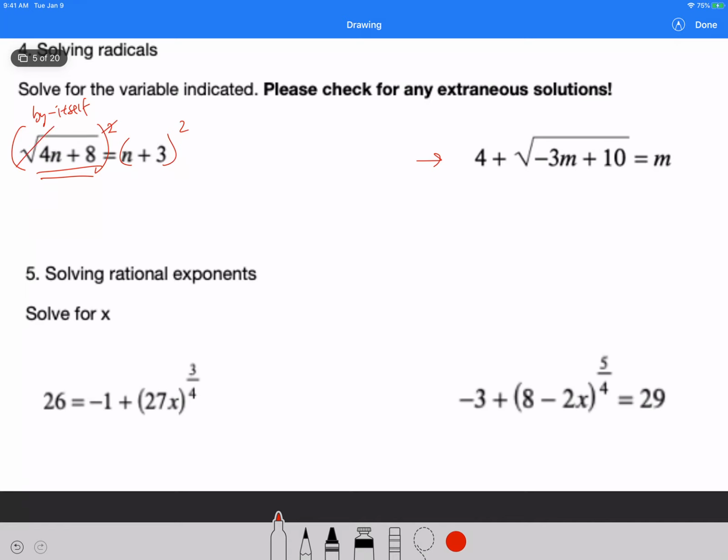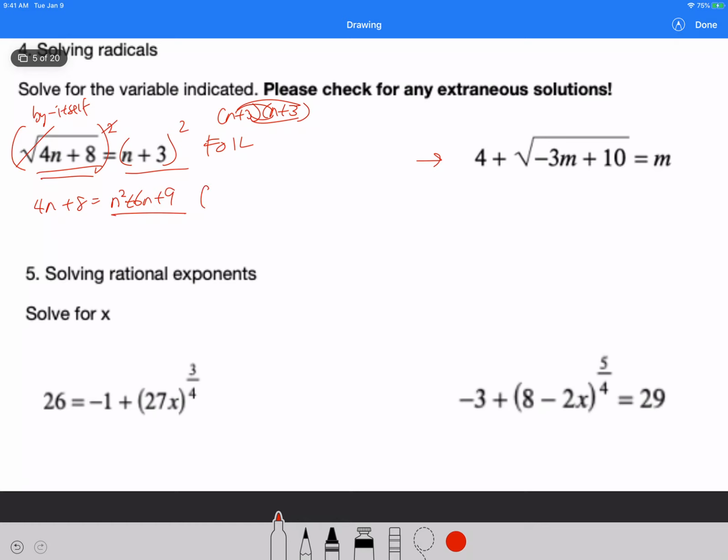Square root and square just cancels out, so 4n plus 8. But this you have to FOIL. So n squared plus 6n plus 9. Well, how did I get that? n plus 3 times n plus 3. First, outer, inner, last. Distribute them, you should get this. Doing this for a long time.